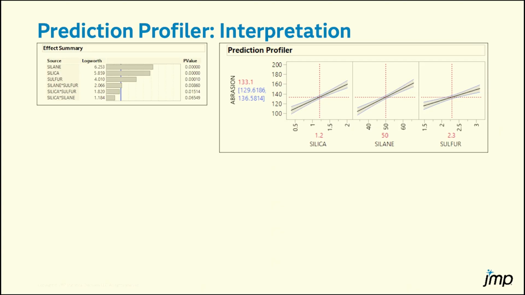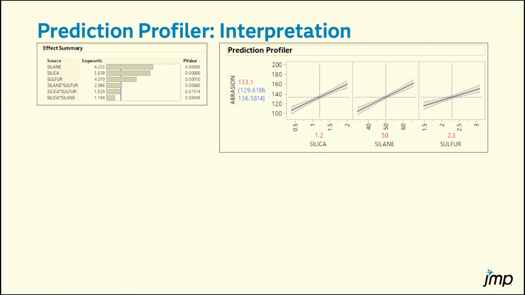Interactions help us understand that. Interactions help us understand, does the slope of silica change depending on where I am in silane? If I move that red dotted line in silane, will I see that silica changes slope? If the answer is yes, then it's a statistically significant interaction. So I can already see without clicking around, I already know the silane by sulfur interaction is very highly statistically significant.